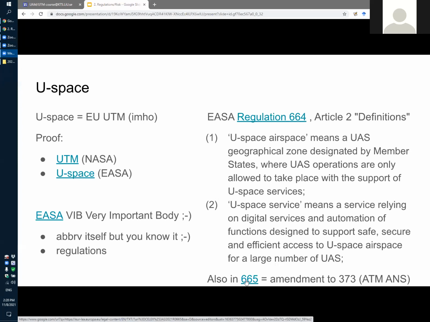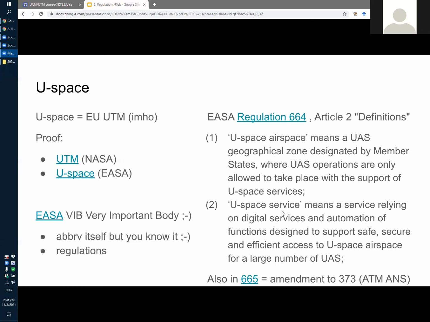And in 664 and also 665 and 666, as amendments to some previous ATM regulations, EASA has definitions of U-space, or more specifically of U-space airspace and U-space services. So here are the definitions: U-space airspace is a certain area where you have to fly with the support of U-space services.